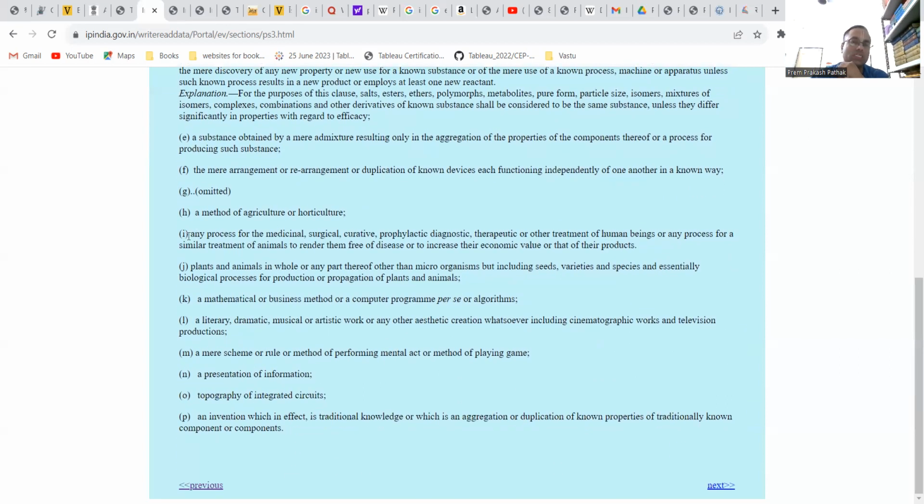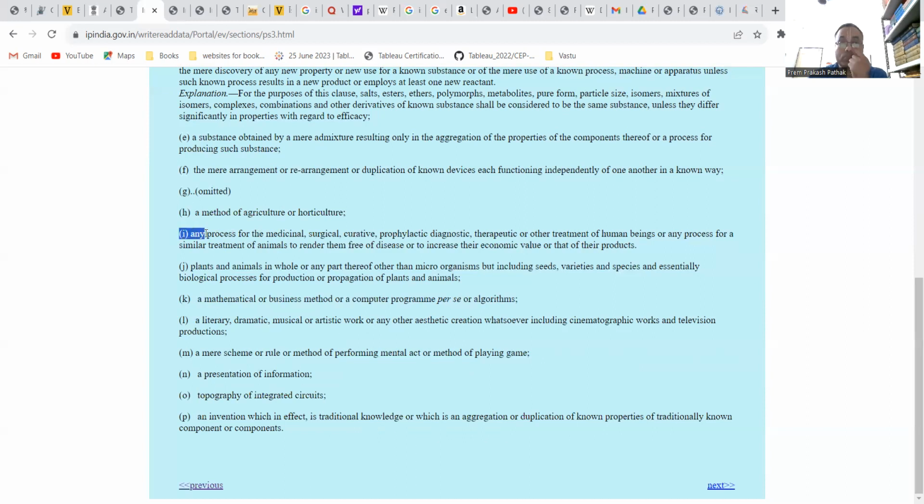Then section 3I, any process for medicinal, surgical, curative, prophylactic, diagnostic, and treatment of human being, or any process for similar treatment of animals to render them free from disease or to increase the economic value of their products. So it means to say that I means medicinal, you can memorize it in that way.